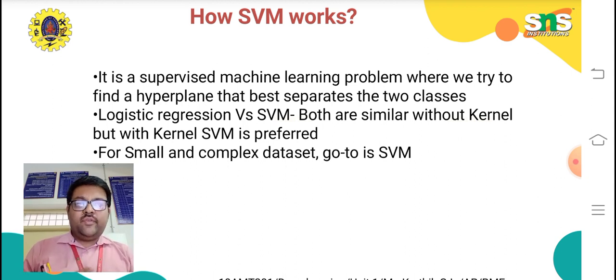So what is the difference between logistic regression and SVM? Logistic regression is a probabilistic technique, and SVM is a statistical model. Both are similar without a kernel, but when a kernel is used, SVM is actually better. For small and complex data sets, we go for SVM.